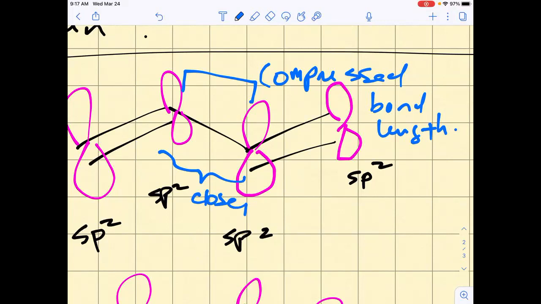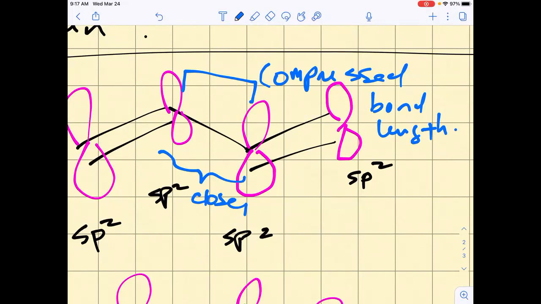And the reason is because they're both sp2 hybridized, and electronegativity increases with the amount of S character. Is that right? Y'all remember that? sp3 is 25% S, sp2 is 33% S, sp is 50% S. And as you increase the percent S character, you also increase the electronegativity. So those two carbons in the middle are actually pulling on each other and shortening that bond length, right?